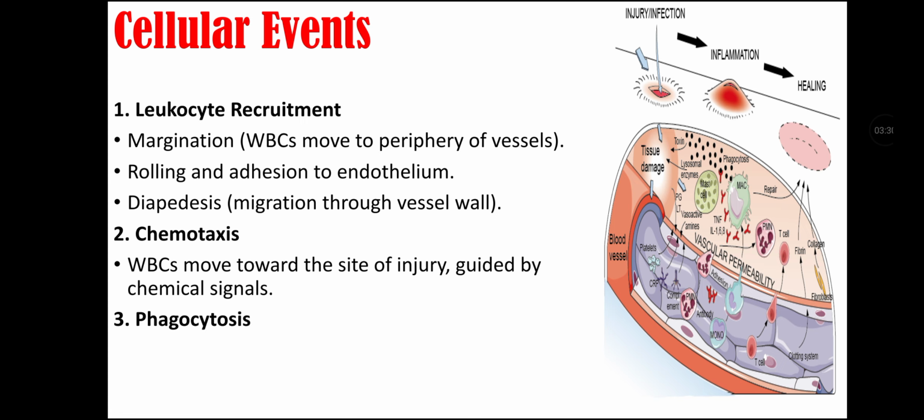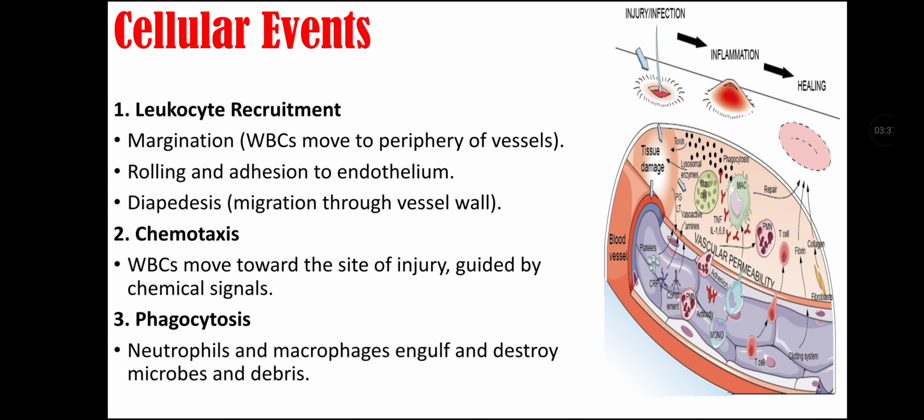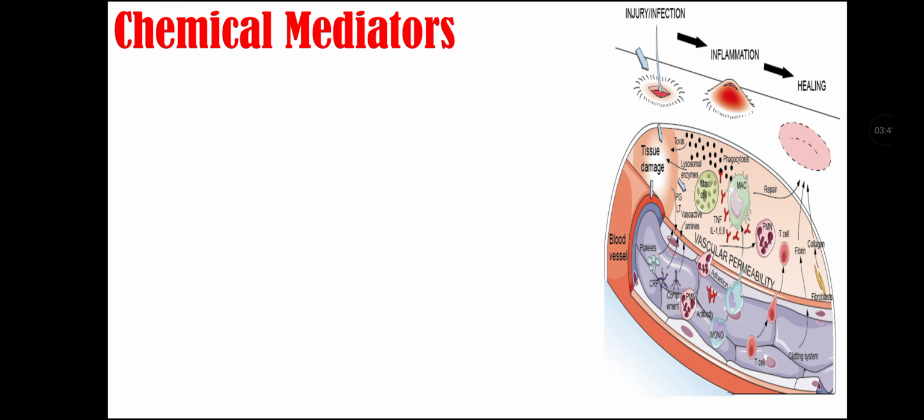Third cellular event that occurs in the acute inflammation is phagocytosis. That is when neutrophils and macrophages engulf and destroy microbes and debris.